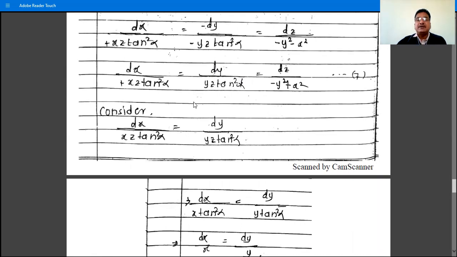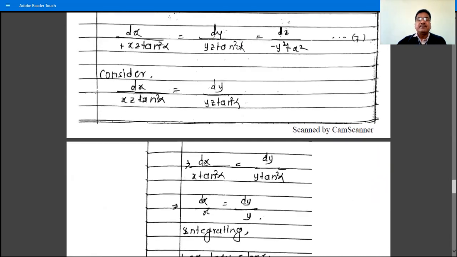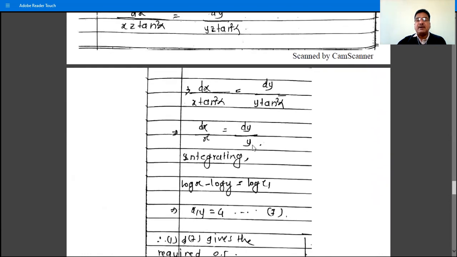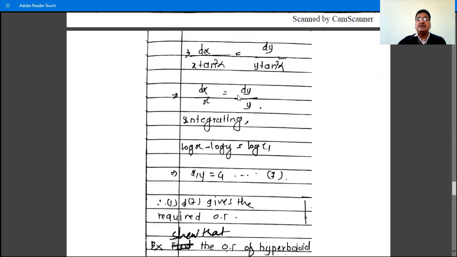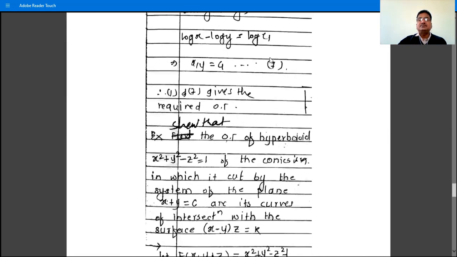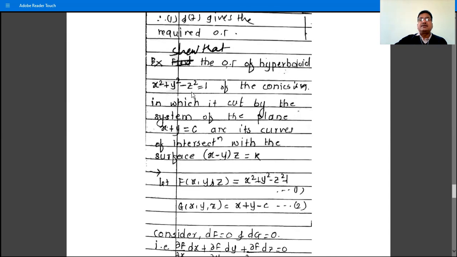So apply the first method, that is, consider the first two ratios, and then tan square alpha and z get cancelled, and therefore we have dx by x, dy by y. That is, one variable z is absent, and then separate the variables. So 1 by x integration is log x, 1 by y integration is log y. So log x minus log y is equal to log c1, and then x by y is equal to c1. Log x minus log y is log x by y, and so x by y is equal to c1 after cancelling log on both sides. And then it is equation number 7, and then 1 and 7 give the orthogonal trajectories.